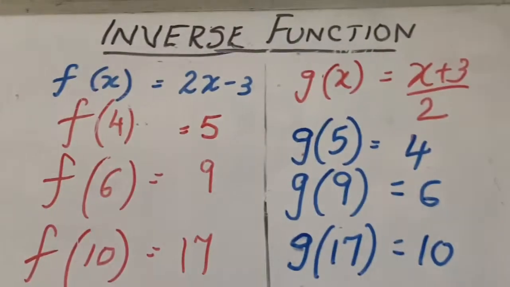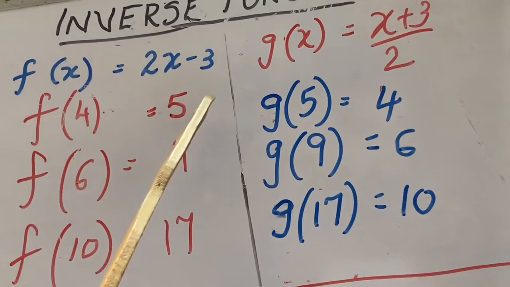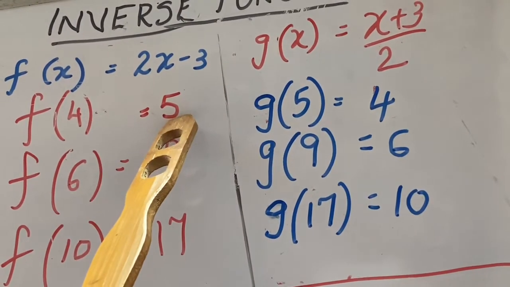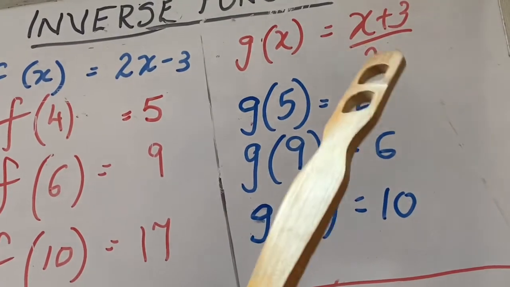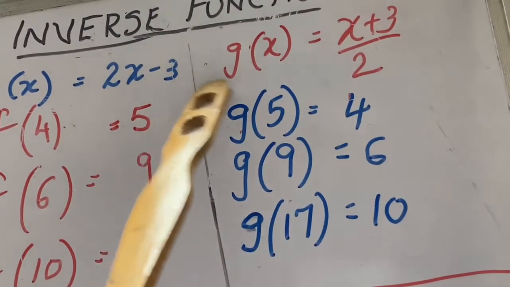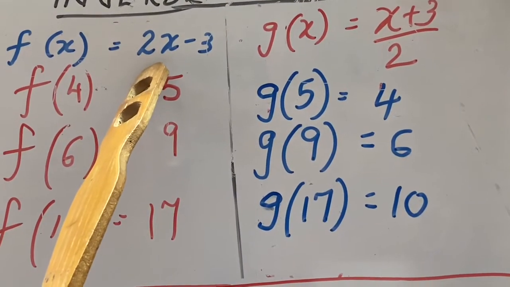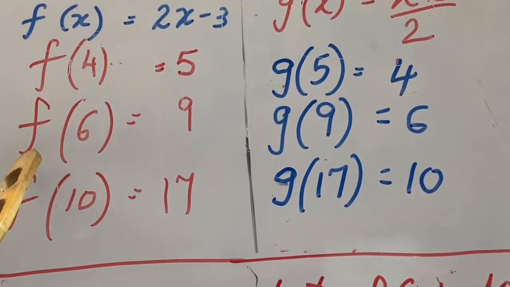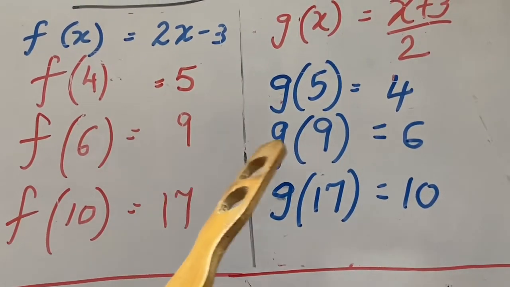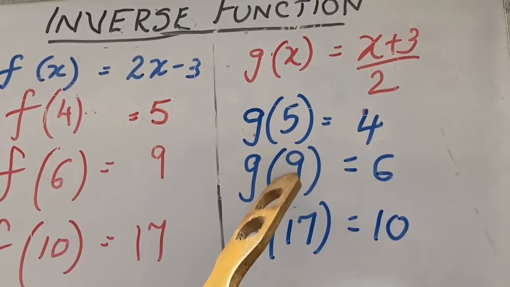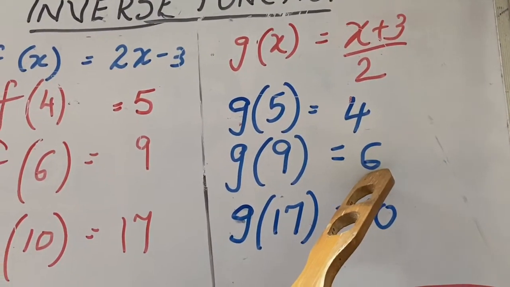So now let's combine the two functions. For input 4, I was getting output 5. Now if my input is 5, my output is 4. So what this machine g of x is doing, it is undoing what f of x has done. Take another example. For input 6, my output was 9. If I take this 9 as an input of this machine, my output is 6.